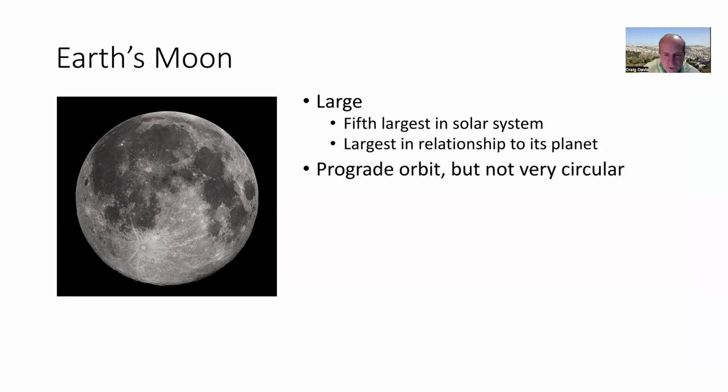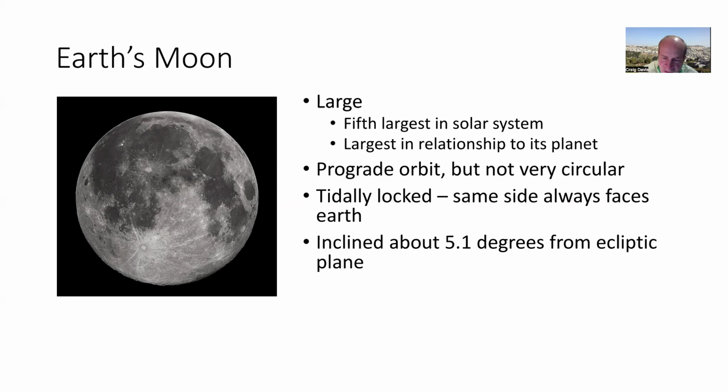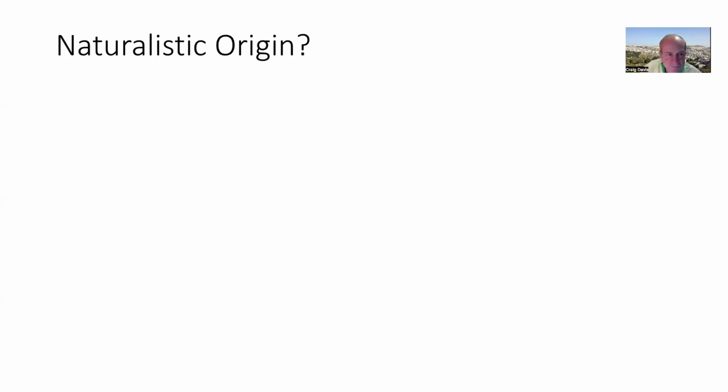It has a prograde orbit, but it's not very circular. It is tidally locked. It has the same side always facing the Earth. So when you see the moon, you're always seeing the same side. It's inclined about 5 degrees from the ecliptic plane, like we mentioned before. That's not on Earth's. Earth is tilted 23.5 degrees, and that gives us the seasons. In other words, our moon is lined up more with the sun than with the way the Earth spins.